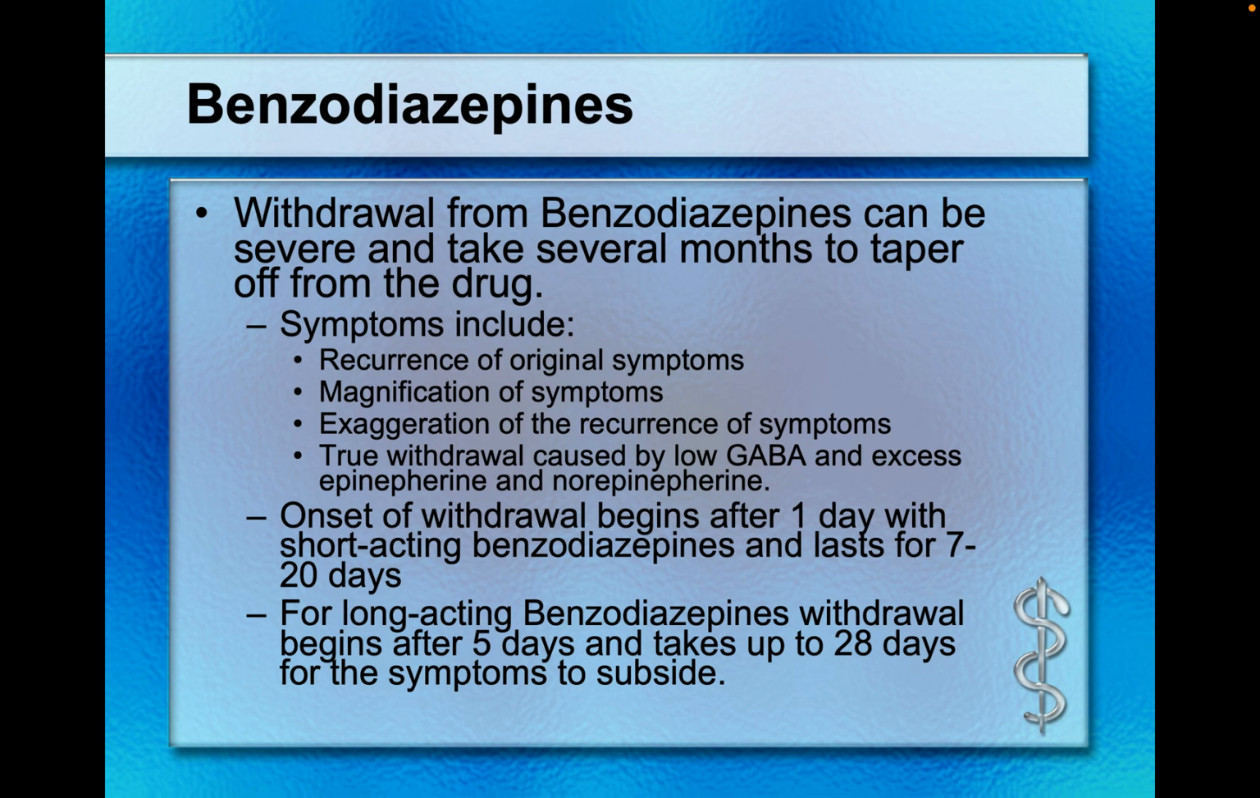Symptoms include recurrence of original symptoms, magnification of symptoms, exaggeration of the recurrence of symptoms, and true withdrawal caused by low GABA and excess epinephrine and norepinephrine. Onset of withdrawal begins after 1 day with short-acting benzodiazepines and lasts for 7 to 20 days. For long-acting benzodiazepines, withdrawal begins after 5 days and takes up to 28 days for the symptoms to subside.